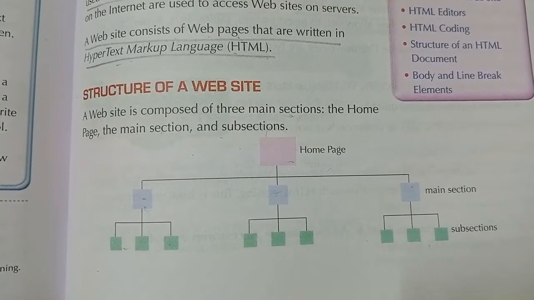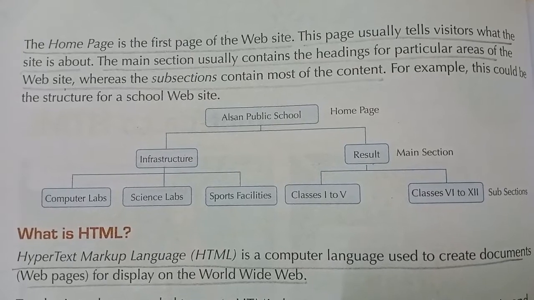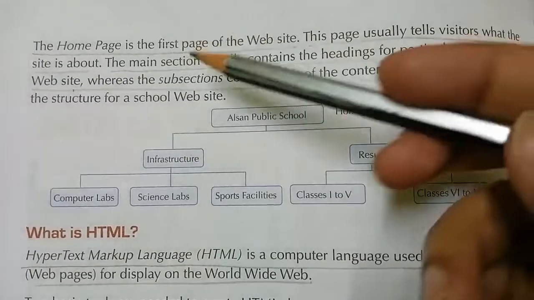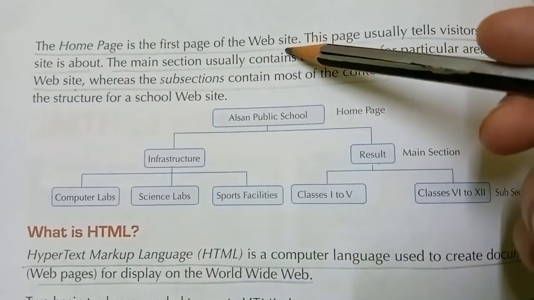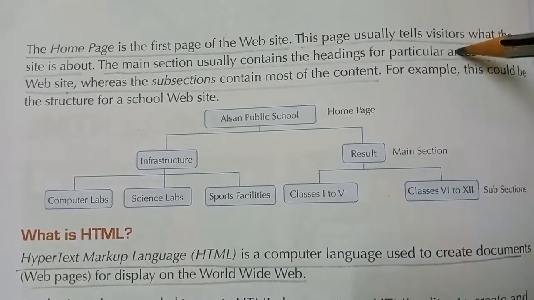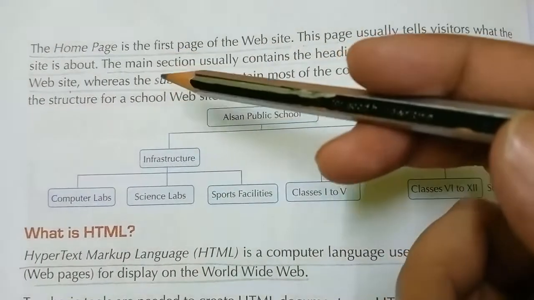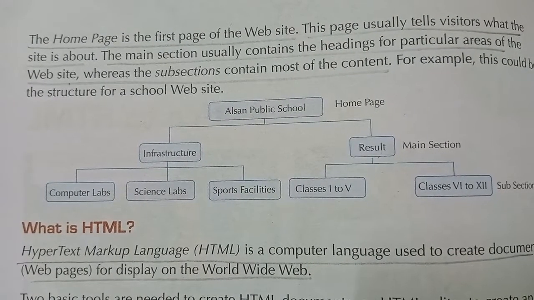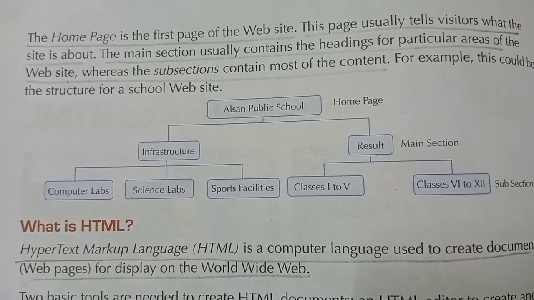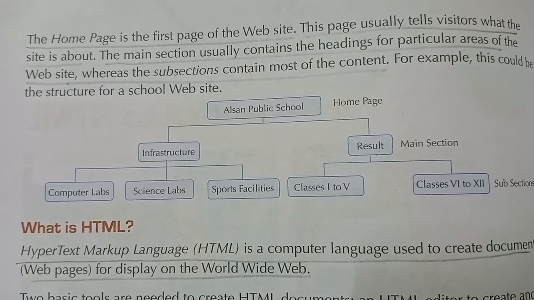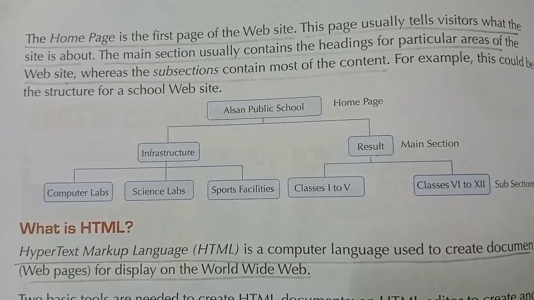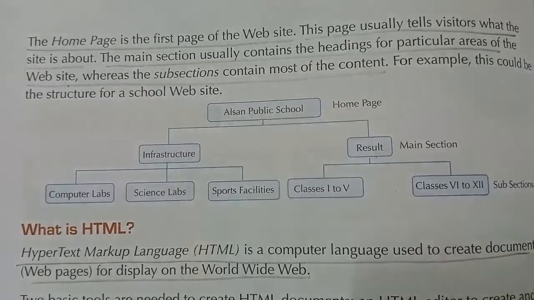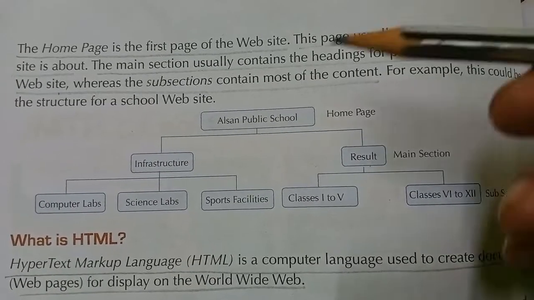Now turn the page. Now in the next page it is written about the home page. A home page is the first page of the website. Understood now? This page usually tells visitors what the site is about. So what is the meaning of home page? So home page tells about the website. What is this website about? Okay, it will tell about the website, what are the main things in this website.